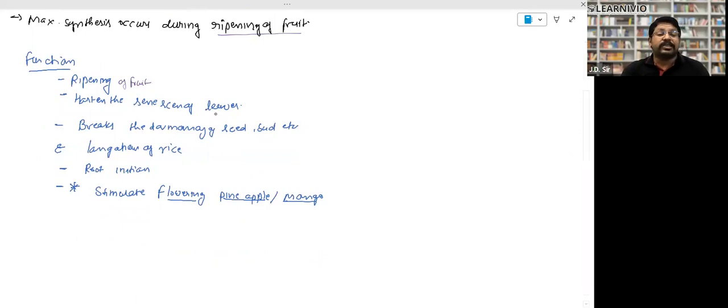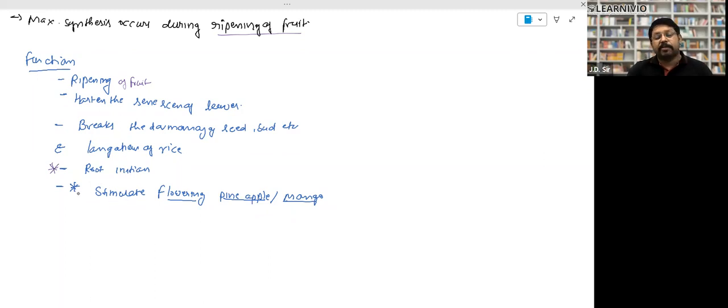They hasten the senescence of leaves. If you spray the ethylene, they hasten the senescence. Again, they break down the dormancy of the seed. They increase the length of the rice. They are responsible for root initiation. That is important. They stimulate flowering in the pineapple and mango.